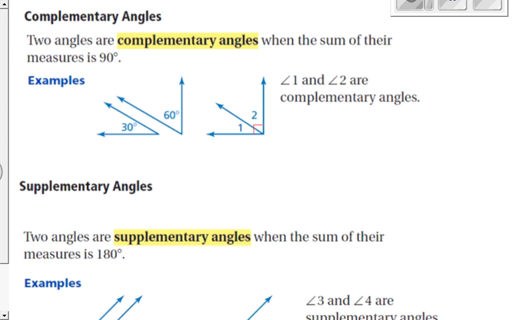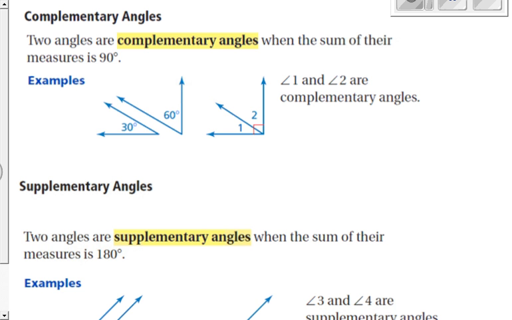Chapter 7.2, Complementary and Supplementary Angles. Complementary angles. Two angles are complementary angles when the sum of their measures is 90 degrees. As you can see, 30 degrees plus 60 degrees equals 90 degrees, so they would be complementary.